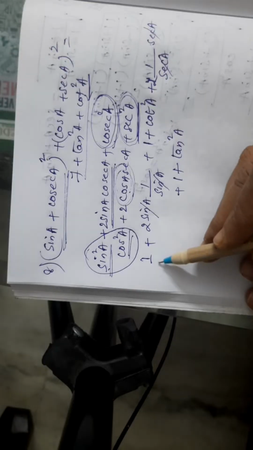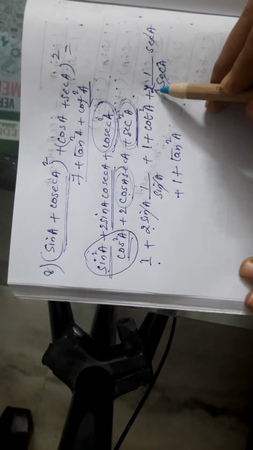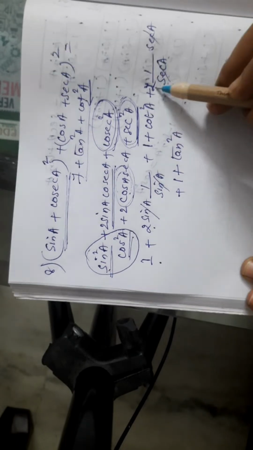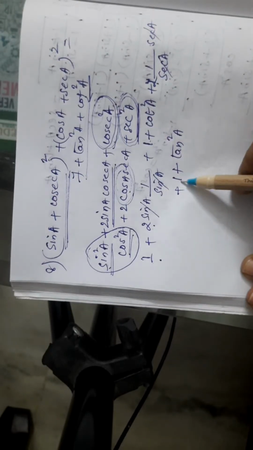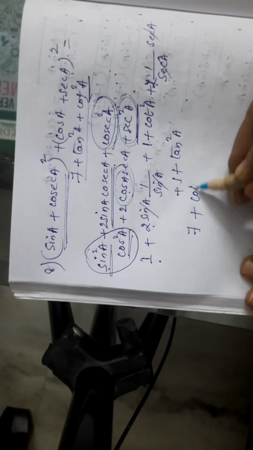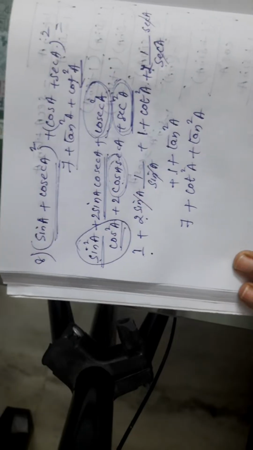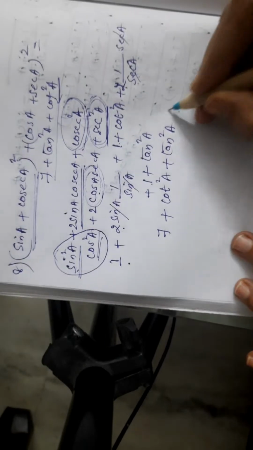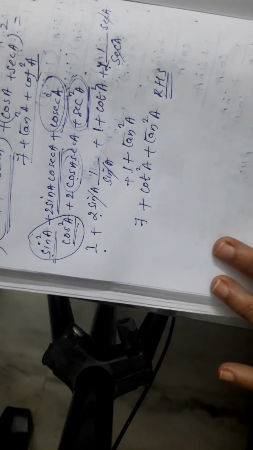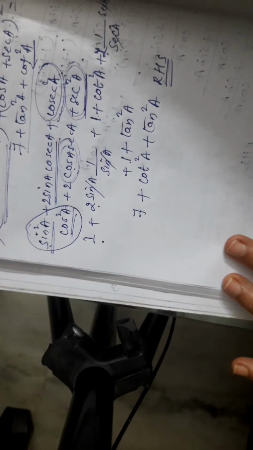Now count the terms: 1 plus 2, 3, 4, again 2 is there, so 4 plus 2, 5, 6, 7. So total 7, and then cot square A plus tan square A. This is the RHS. So finally LHS is equal to RHS. So here we completed question 8.